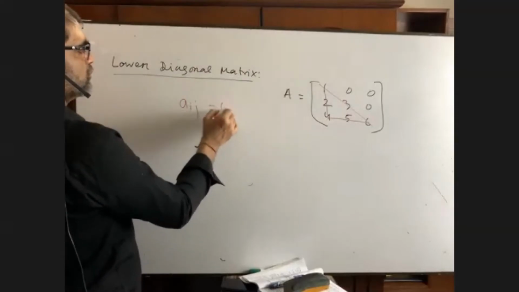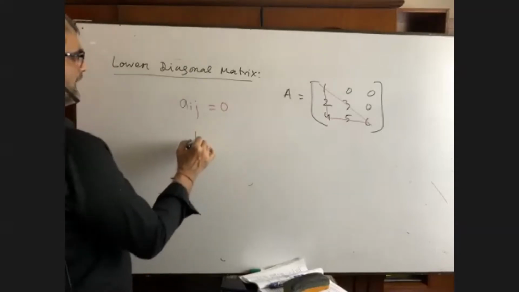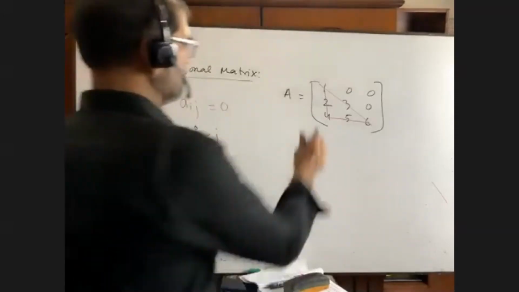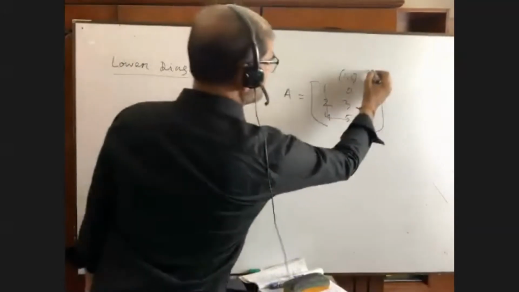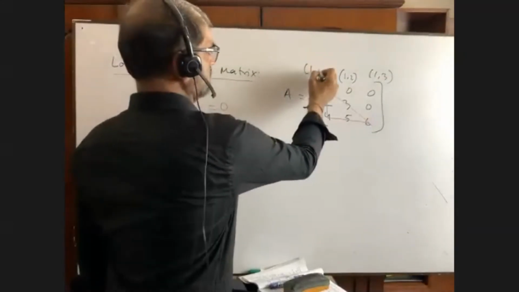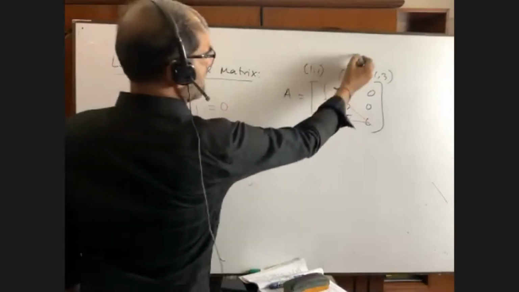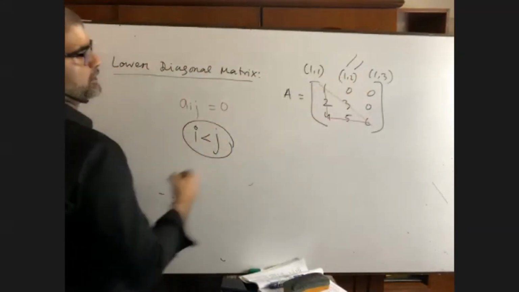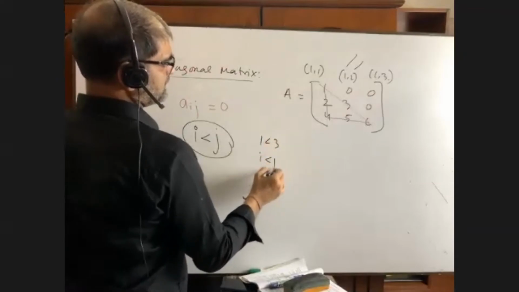Okay, now you see, in this question, Aij equals to 0 when? If i is less than j. What is meant by this? It is 1,1. So it is 1,2. It is what? 1,3. You see, the first one is i, the second one is j. 1 is less than 2. Here 1 comma 3, 1 is less than 3. That is, i is less than j.